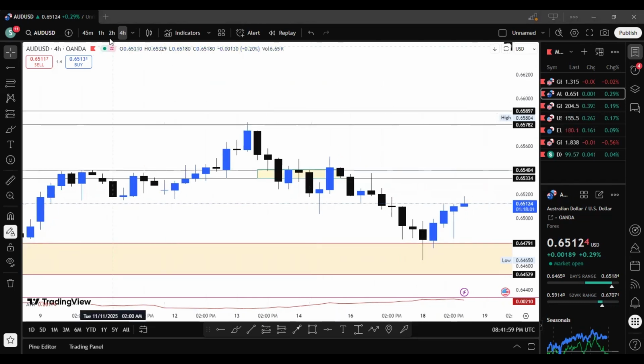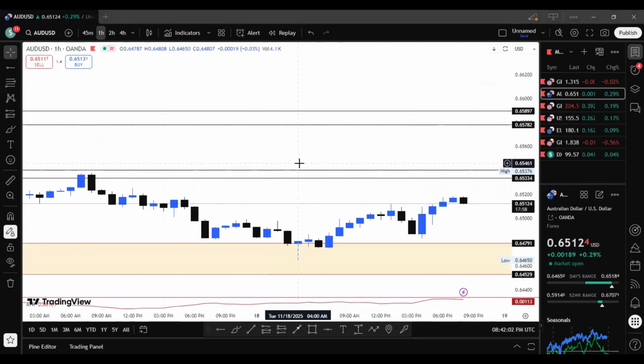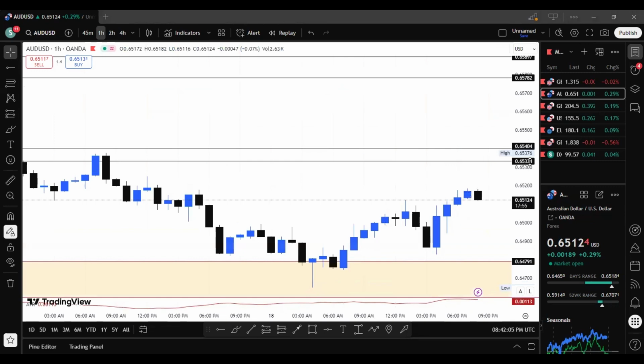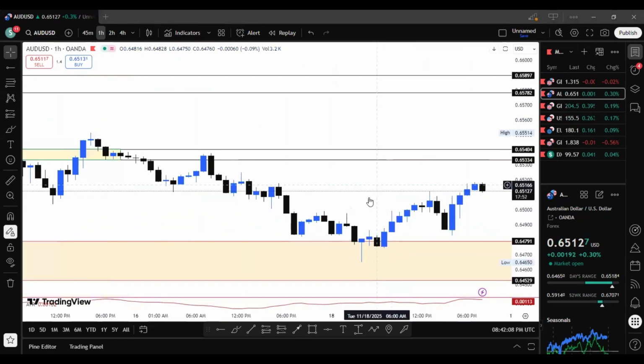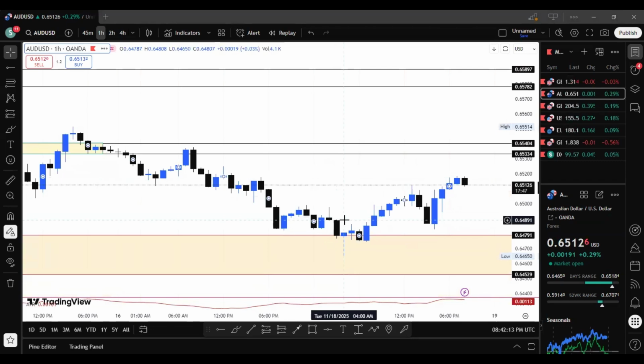Where did I start from? Okay, this is the 4-hour time frame. Let me take you to the 1 hour time frame. And yeah, this is the trade I took on AUD USD on Tuesday. That was actually yesterday. I caught this trade at 4 o'clock a.m.